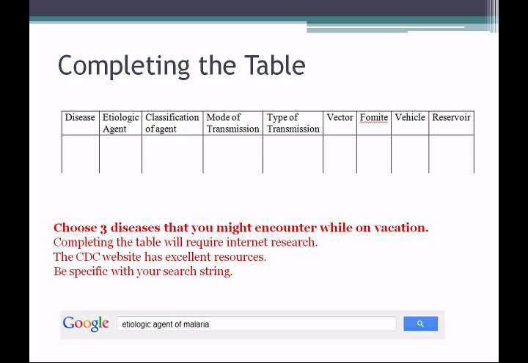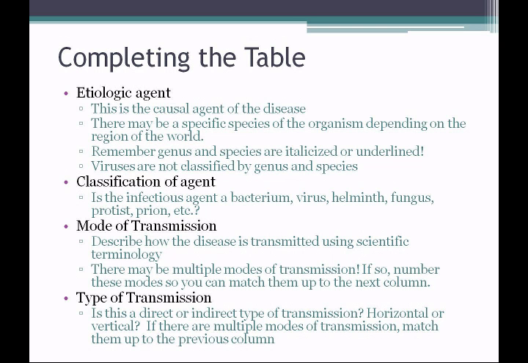So let's take a look at what's going to go into each of these columns. The first column is the etiologic agent. Etiologic means causal. So you're going to discover the causal agent of the disease. Now, there may be a specific species of the organism depending upon the region of the world. For example, there are 4 different species of Plasmodium that cause malaria. So you want to look at the specific species that are found, let's say if you're going to West Africa, as opposed to perhaps going to Brazil.